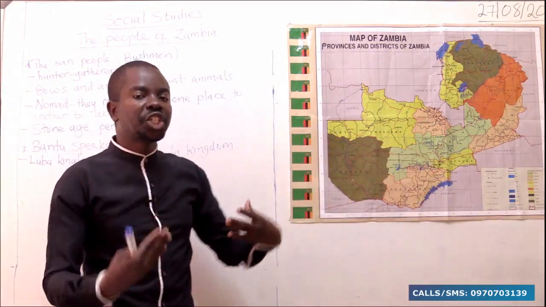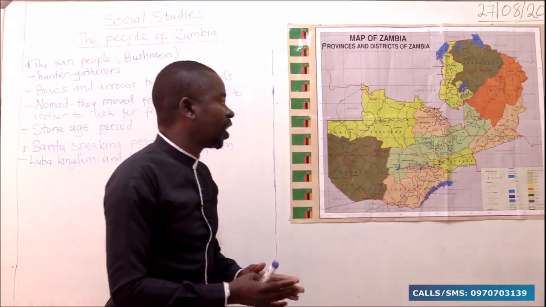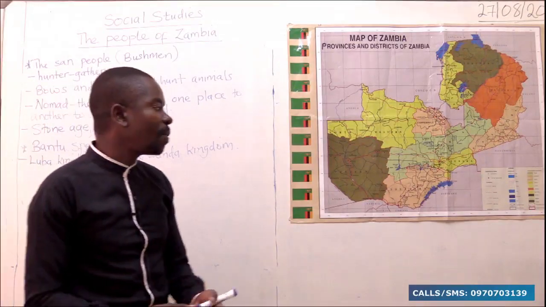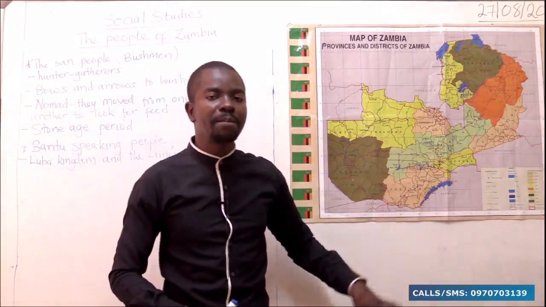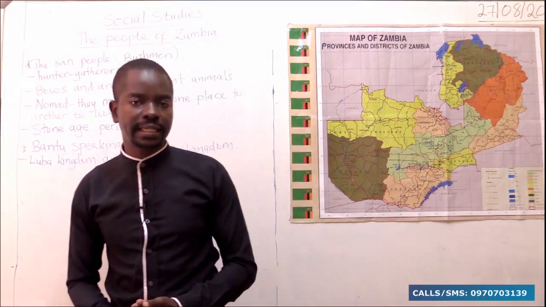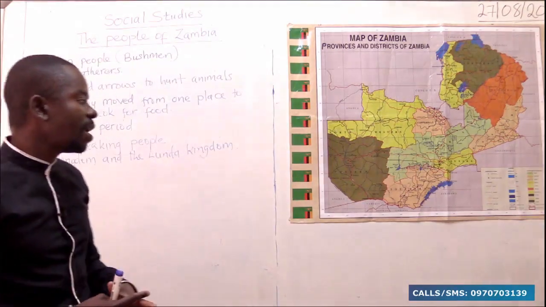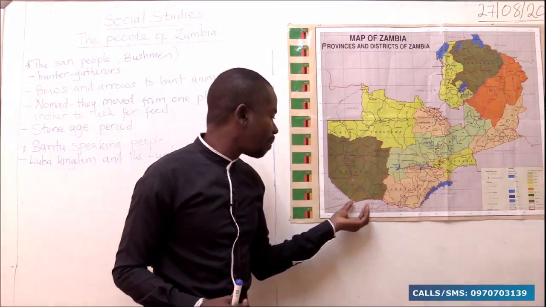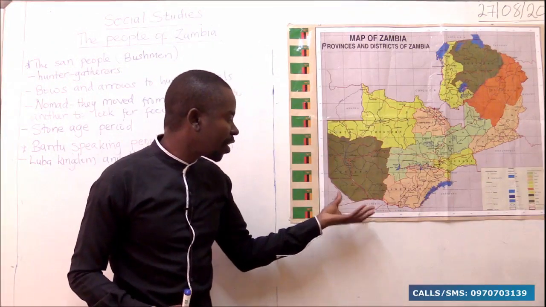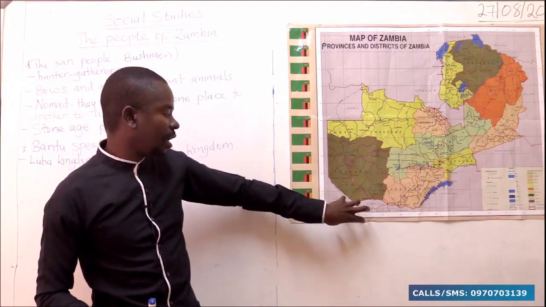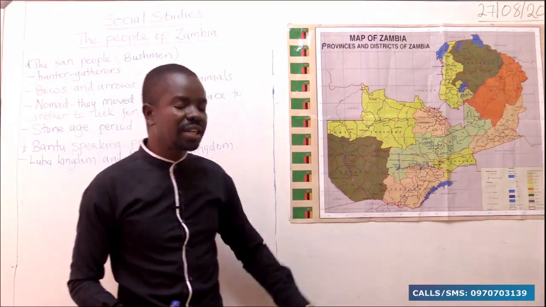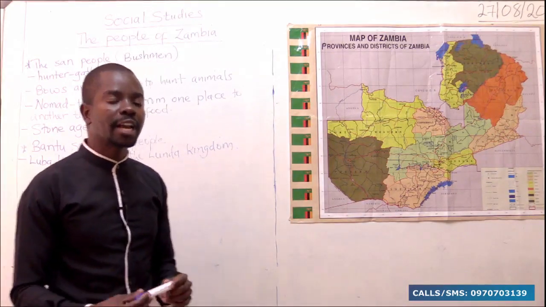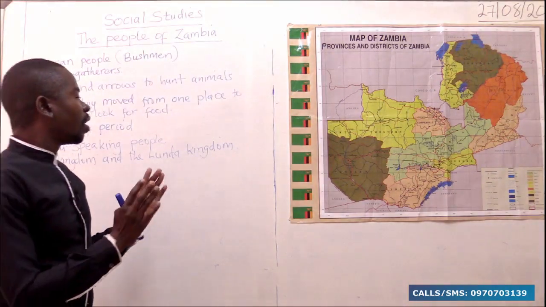When the Bantu entered into Zambia, they chased the San people. Where do we find the San people? We find them in the Namib and Kalahari Desert. The Namib Desert is found in Namibia, and the Kalahari Desert is found in Botswana. That's why you find the San people there today.